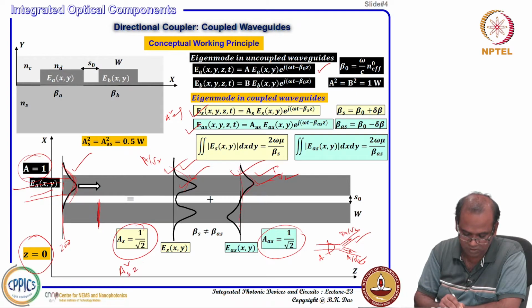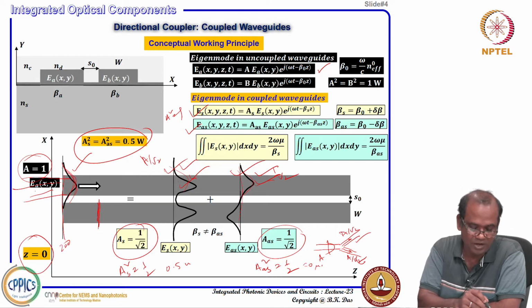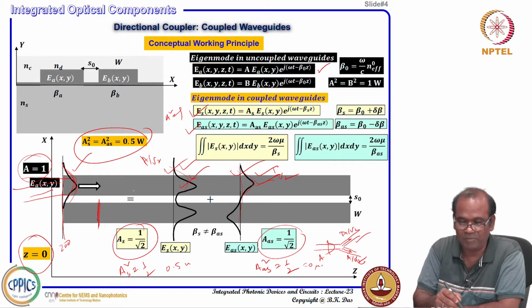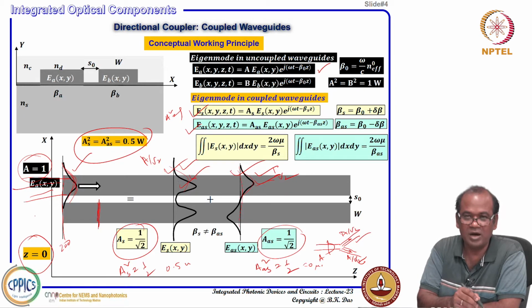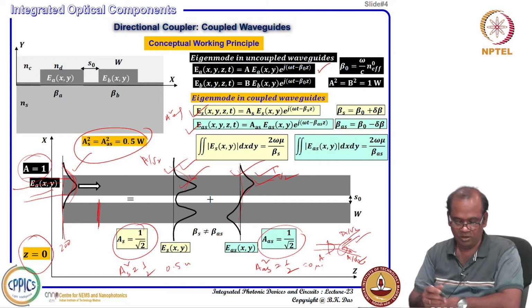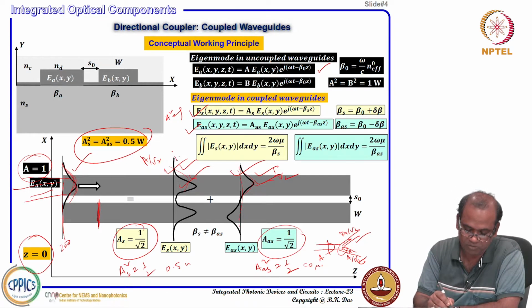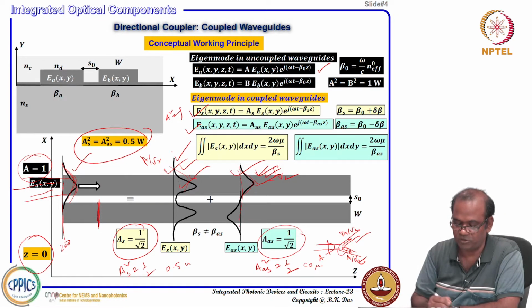That means A_S squared will be 1 by 2. So, if A equals 1 watt, this will be 0.5 watt, this will be 0.5 watt, that is what we mentioned. So, if I launch 1 watt in one of the waveguides in the fundamental mode, when they are coupling to each other, then this power will, instantly at z equal to 0, be like a Y junction. It will be divided into two amplitudes, one will be 1 by root 2, another will be 1 by root 2. So, 50% power will be associated with this mode and 50% power will be associated with this mode.